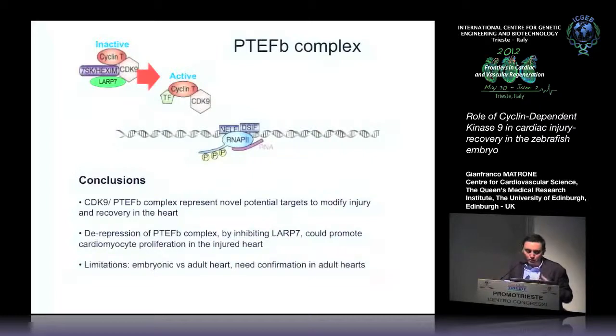The results I have shown here, achieved by pharmacological inhibition of CDK9, need now to be confirmed by genetic inhibition by CDK9 morpholino. And I also want to take out one of the brakes that maintain the CDK9 in a low active state. And I'm using now LARP7 morpholino to inhibit LARP7.